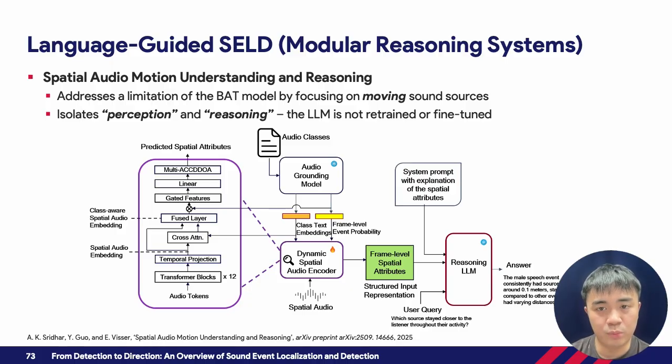A prime example of this framework is from Siddhartha and colleagues, which focuses on reasoning about moving sound sources. First, a specialized perception module processes the audio to detect events and extract their frame-level spatial attributes. These attributes are then formatted into a structured text representation, such as a JSON object. And this structured text, along with the user's query, is fed to a standard off-the-shelf LLM, which generates an answer without any retraining or fine-tuning. It just simply reasons over the text that is given.